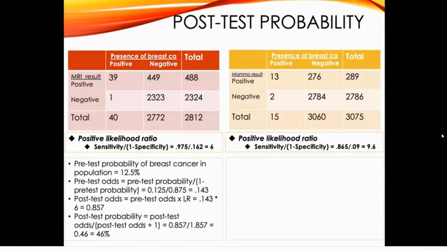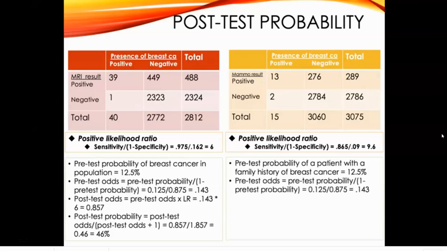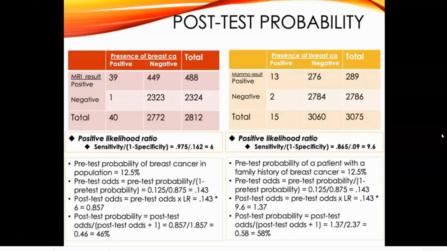So here's the positive likelihood ratio of mammogram, which was 9.6. We start with the same patient with a pretest probability of 12.5%. You get the pretest odds. Now we calculate the post-test odds. So this is the pretest odds times the likelihood ratio. We get 0.143 multiplied by 9.6 gives us 1.37. And then we take those post-test odds and convert them to post-test probability, and we get 58%.